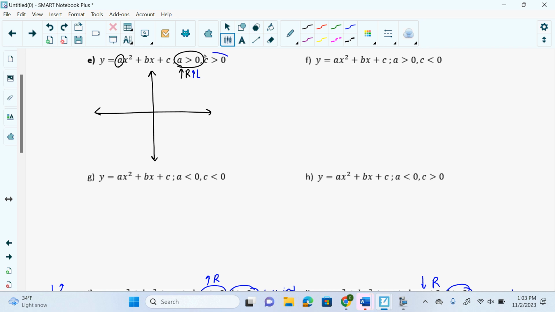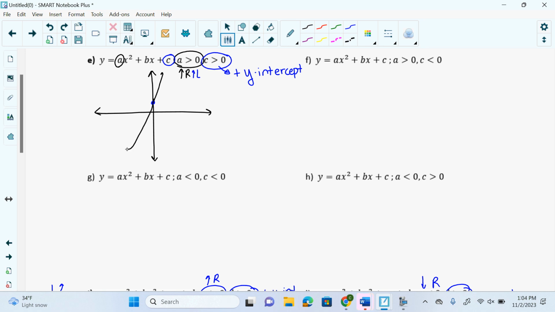And then what about this? What is this? What does that mean? Nope. What's my C? Yeah. So I have a positive y-intercept. So I'm going to make my y-intercept first. Now I need the graph to be up on the right and up on the left. So I could do something like this if I wanted to.